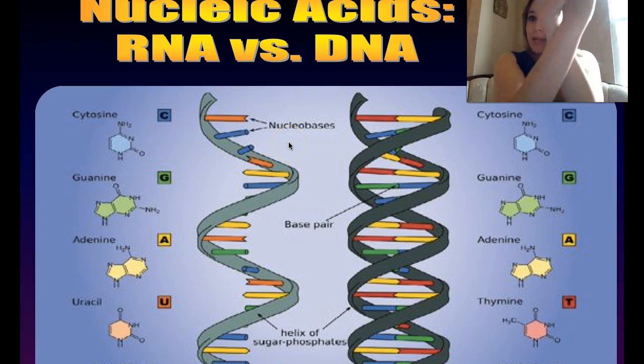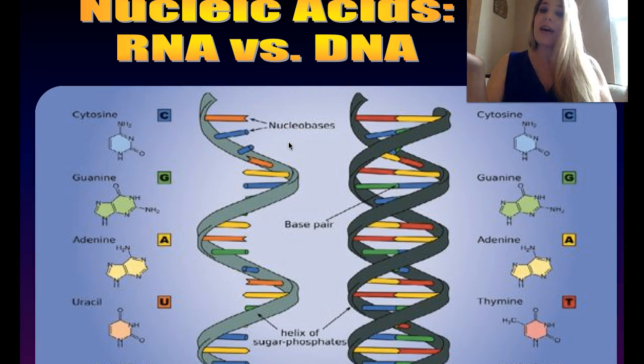Notice it's not a double helix. It's single-stranded, unlike DNA, which is double-stranded. So it's single-stranded, which means it only has 1 row of nitrogenous bases here. And what's cool is that 3 of the 4 nitrogenous bases of RNA are identical to the 3 of the nitrogenous bases of DNA.